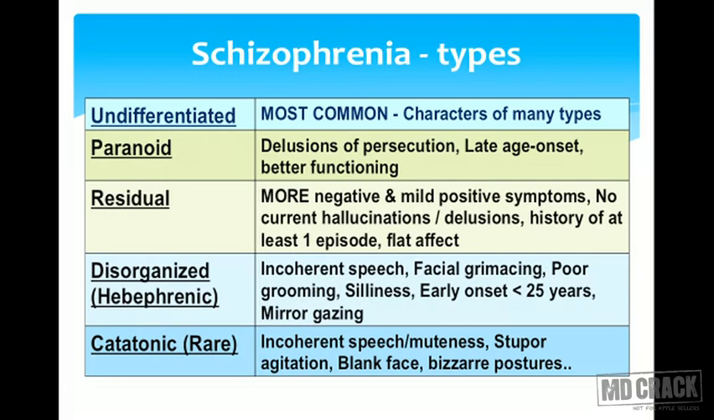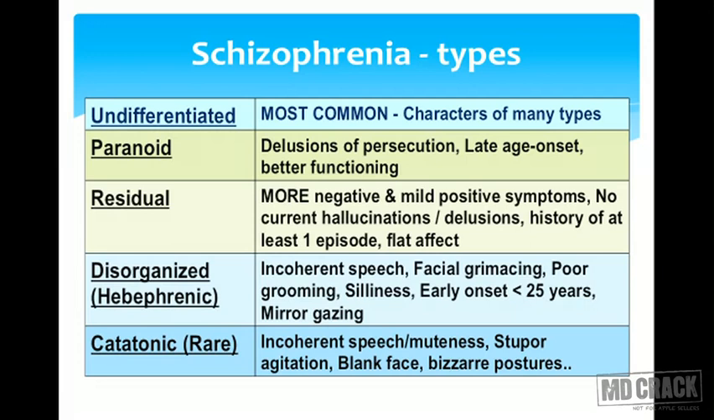The last one is the catatonic type of schizophrenia, which is comparatively rare, in which also there is incoherent speech or muteness, there is stupor or agitation, there is a blank face, and the patient adopts bizarre postures and maintains odd postures for a pretty long period of time. If you have seen someone standing by the side of the road in a particular posture for 5 hours, 6 hours, maybe this is catatonic type of schizophrenia, which is comparatively rare.